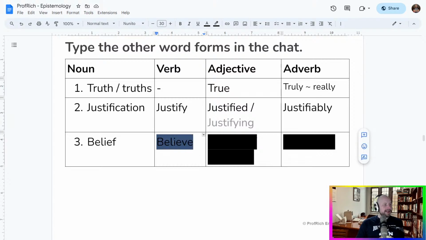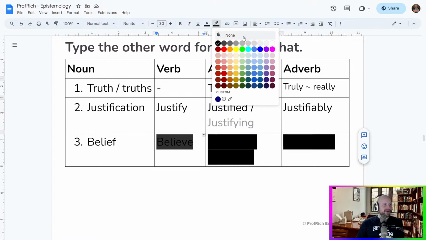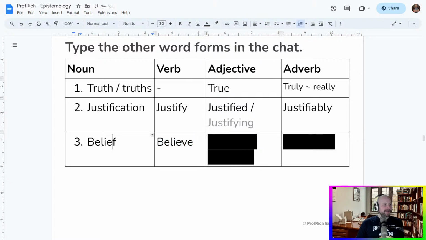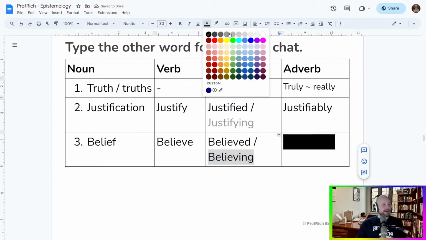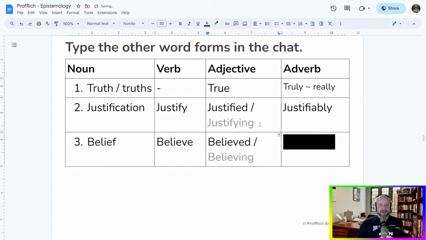And then we've got belief. The verb is believe. Notice the pronunciation difference. The adjective is believed and believing. Again, we don't use the ing form very much there. Believing, like he is a very believing person, meaning someone who believes things easily. Maybe too easily.